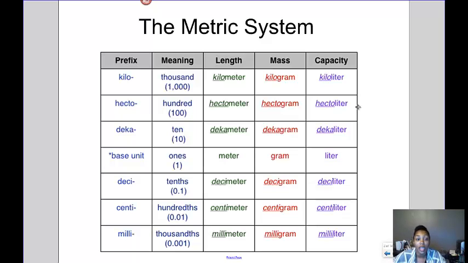And if you'll notice in the table, you have a kilometer, which is a really big meter; a kilogram, which is something really heavy, like an elephant; or kiloliters, which is like how much water you put in a pool. And then you have something really small like a millimeter, which might be the length of your eyelash; milligrams might be the weight of something like a cotton ball; and milliliters might be how much water is in a drop of water. So the metric system is all about meters, liters, and grams.